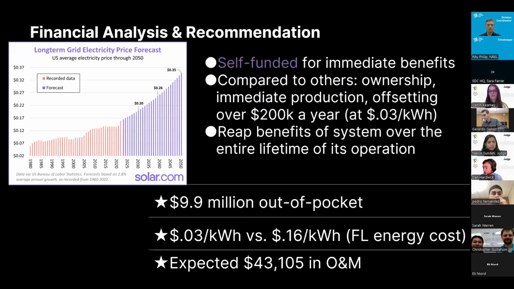However, we think the self-funded option will be the best one. We also think it's the most realistic one. You will get faster benefits compared to other ownerships. You will also get fast production by offsetting 200K a year and 3 cents per kilowatt. Most important, you will benefit from the system for the entire life of the time it's running.